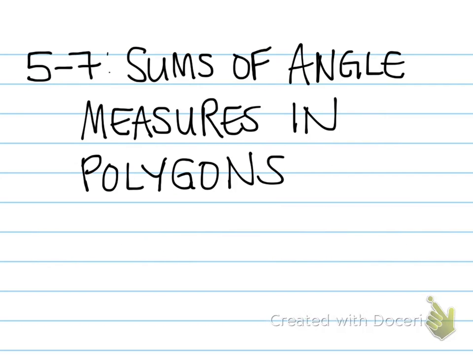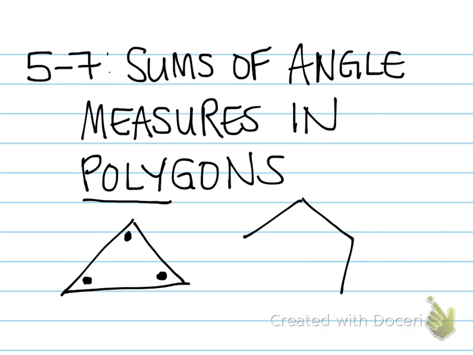So our lesson today is the sums of angle measures in polygons. So let's talk about what that means. Polygons, as you remember, poly means many, gons is sides, so many sides. And we want to know what is, for instance, a triangle, what is the sum of the three angles inside? Or maybe we want to look at a pentagon. What is the sum of the 5 angles inside? So that's what we're going to try to look at today.